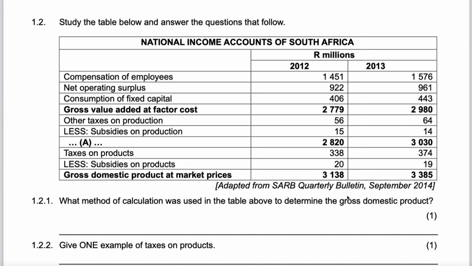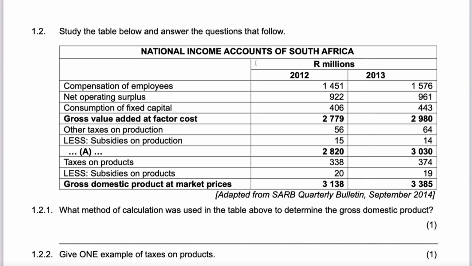Now, this is a follow-up to 1.1. 1.1 was a follow-up to summary for circular flow. I've put it in a playlist format, so I arrange them like that. First, I start with the summary, then the next video is 1.1, so this is our 1.2. Now, let's have a look. So study the table below and answer the questions that follow.